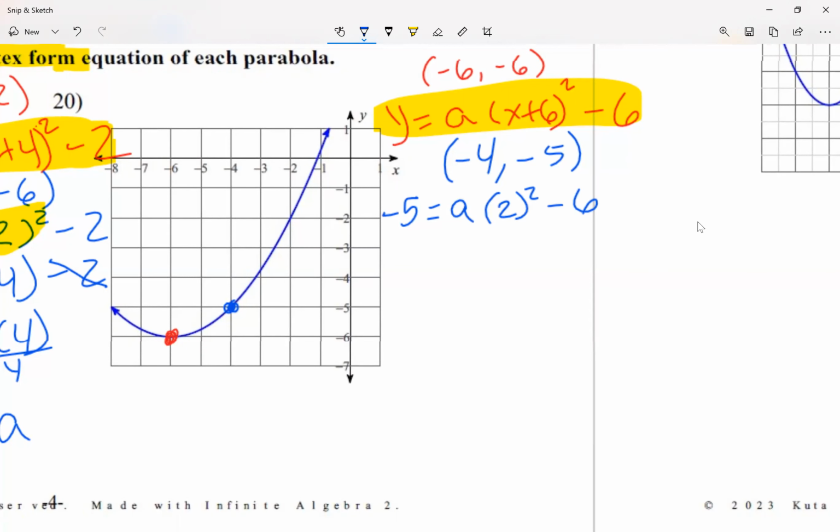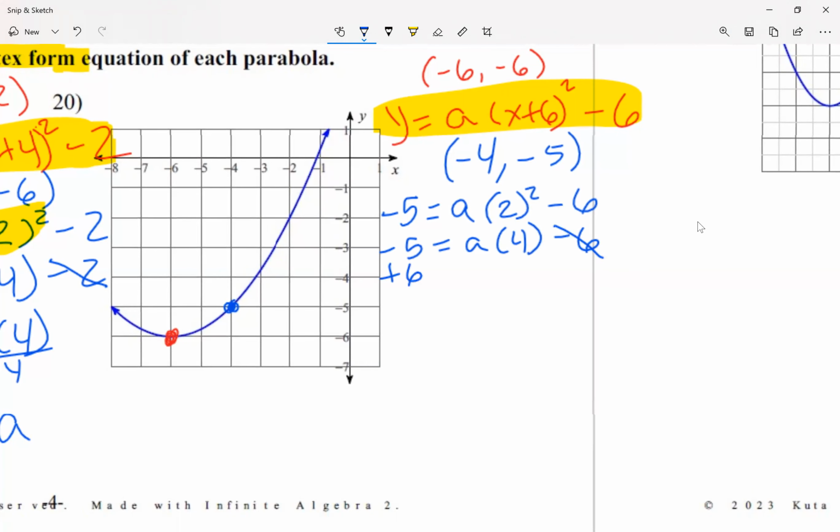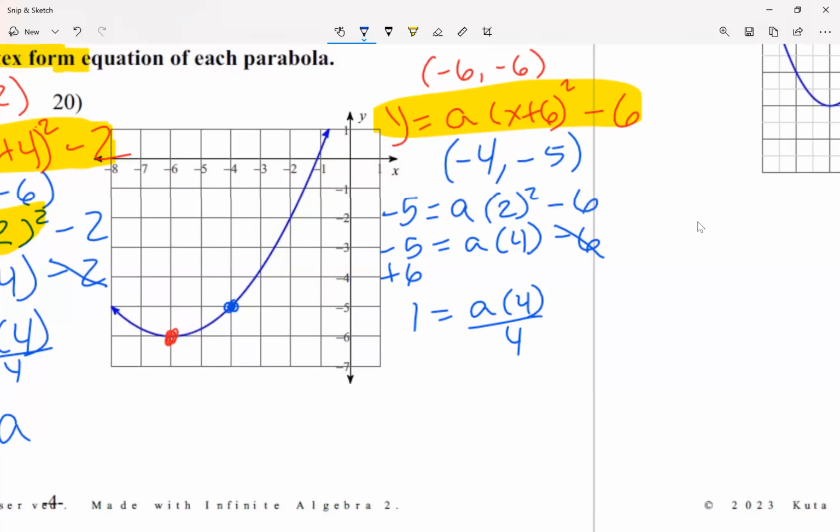Work the exponent. So I'm going to have -5 is equal to a times 4 minus 6. The -6 at the far end, let me bring it to the left. That's a +6. Don't forget to switch the sign. So I get that 1 is equal to a times 4. Once I divide both sides by 4, I get that 1/4, it's the aperture. I expected it to be a positive value, so it makes sense. And it's fine for the aperture to be a fraction, not a big deal.